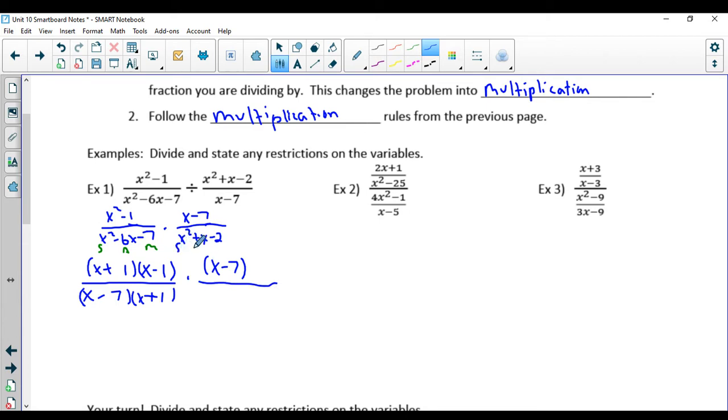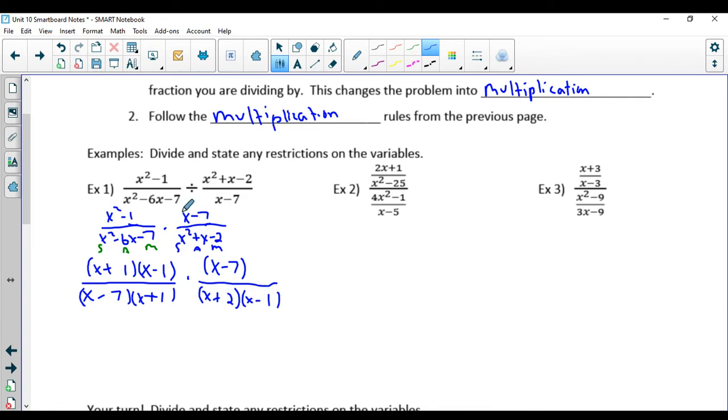And then for the bottom of the second fraction, I am going to have to factor that. So I get x times x gives me x squared, what multiplies to negative 2 and adds to 1. So that'd be 2 and 1. They're going to have to be opposite signs and add to be positive, so my larger one is positive. So plus 2 minus 1.